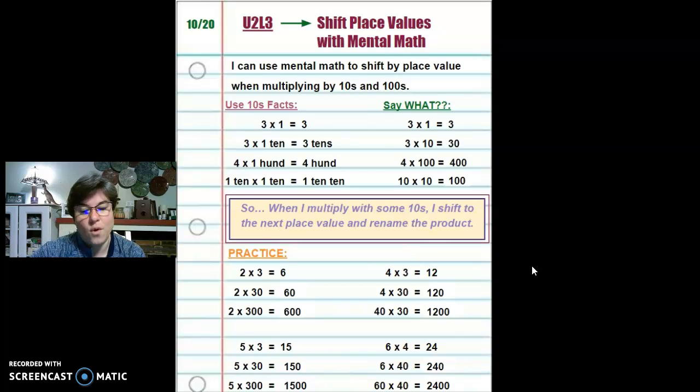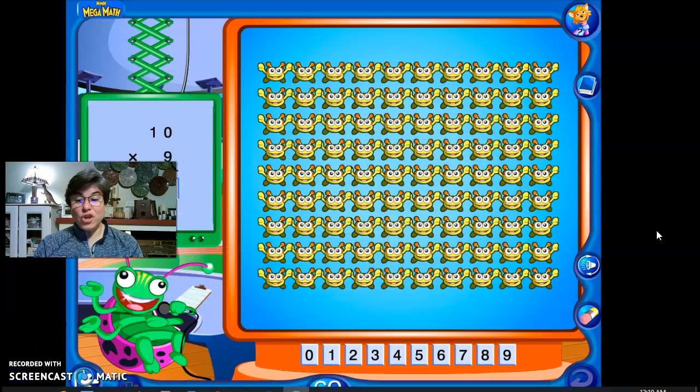What about your 24s? Did you get 240 and 2,400? Make sure you write these down in your notes, and I'm going to show you some IXL and some MegaMath games that are attached to this lesson that you can practice with. If you haven't already played MegaMath this year, it has some great games.